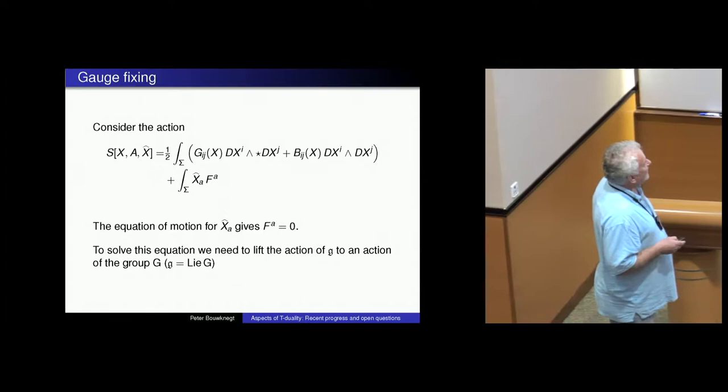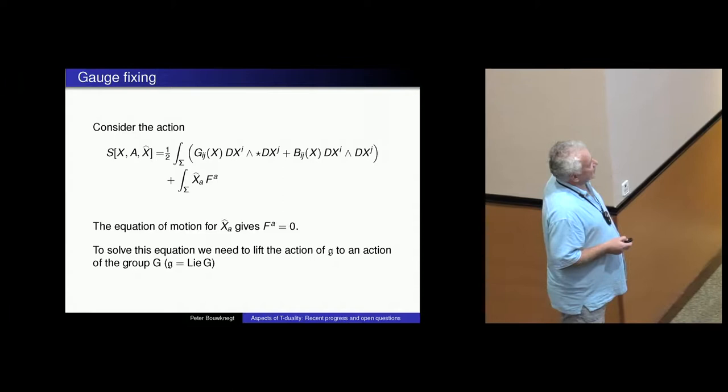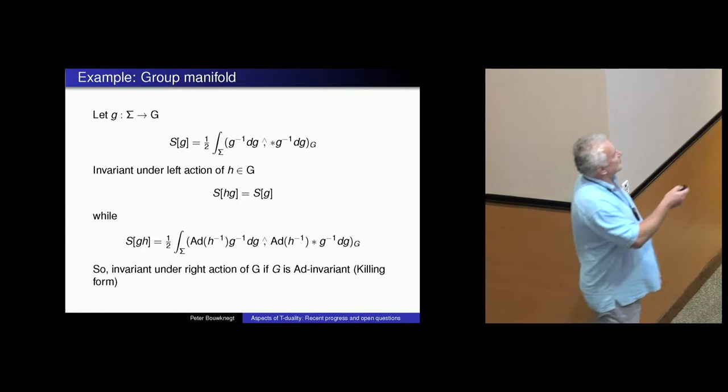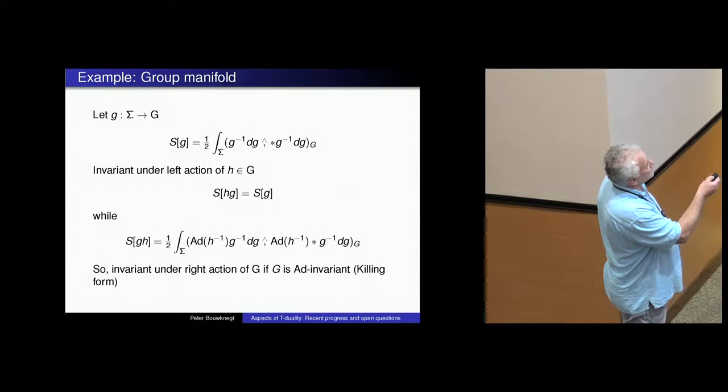So let's take a particular manifold with a G action. Let's take a Lie group G itself. So here's a particular model. Now I've written it without coordinates, but this is the same model as I wrote down before, but without a B field. So let me just take this simple manifold, which is a group. It has two G actions, a left and a right G action.